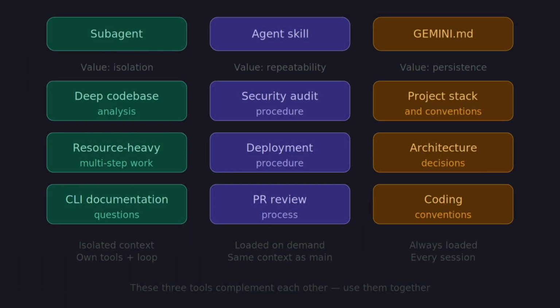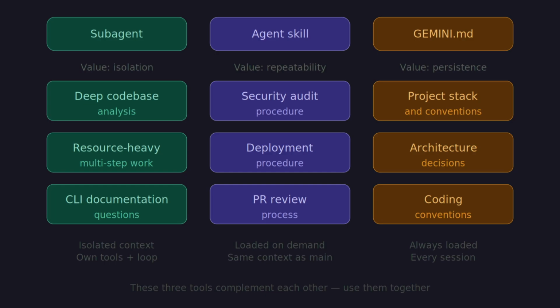Now that you understand both subagents and skills, here is a practical guide for when to reach for each. Use a subagent when you want to delegate a specific task to a specialist. Deep codebase analysis to codebase investigator. CLI documentation questions to CLI help. Resource heavy multi step work to generalist. The isolation is the value, keeping complex work out of your main conversation history.